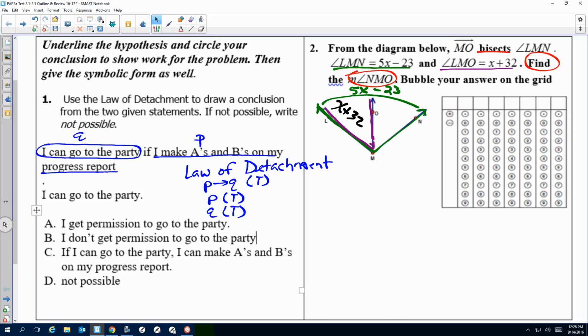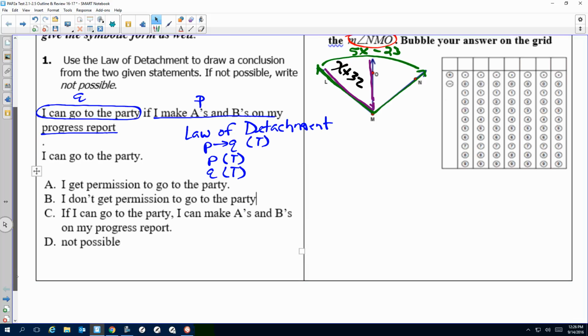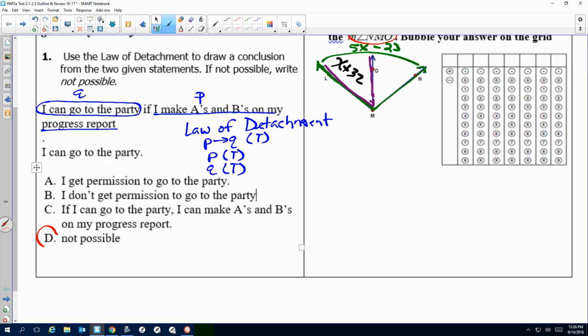All right, law of detachment says if P then Q is true, order matters. P has to come first and be true. Then I conclude Q is true. So the answer to this one was not possible, because this right here is the first statement. This is the second statement. I can go to the party goes with Q. It did not follow the law of detachment. It had to state about making A's and B's first. Okay, so this was D, not possible.